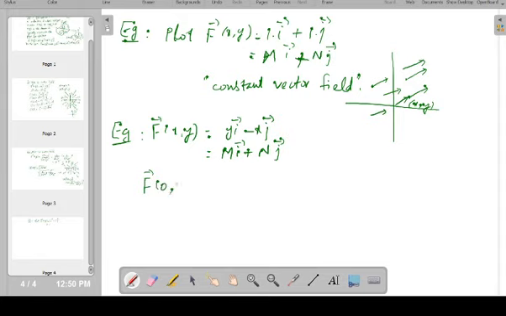F of 0 comma 0 is again 0 comma 0, which is 0i plus 0j. And what about f of 1 comma 0? F of 1 comma 0 is yi minus xj, so 0i minus 1 into j. So it is actually the vector 0 comma minus 1.